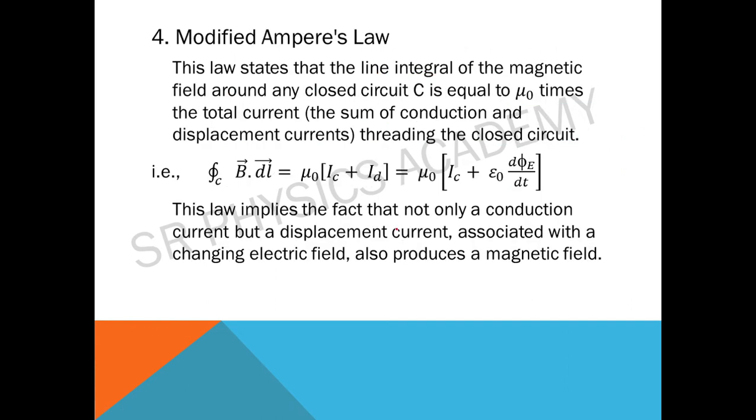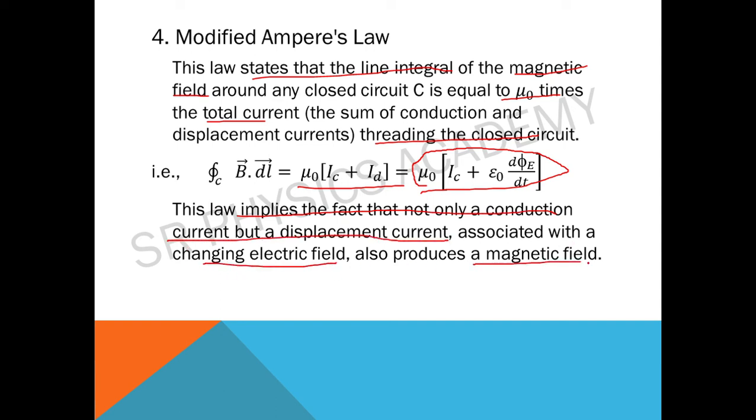Modified Ampere's law. This law states that the line integral of the magnetic field around any closed circuit C is equal to mu naught times the total current, the sum of conduction and displacement currents threading the closed surface, that is integral of B dot dl is equal to mu naught times (IC plus ID), which gives mu naught IC plus mu naught epsilon naught times d phi E by dt. This law implies that not only a conduction current but a displacement current associated with a changing electric field also produces a magnetic field.